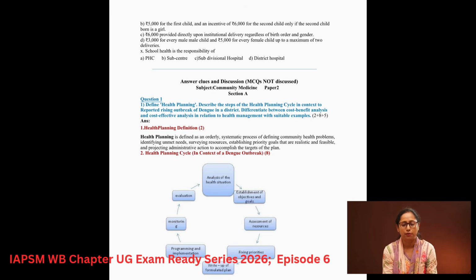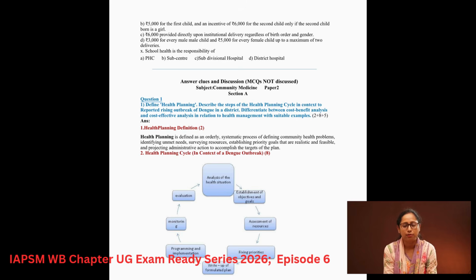Now, coming to the first part, that is the definition of health planning. From any standard textbook you can write the definition, that is health planning is defined as an orderly systematic process of defining community health problems, identifying unmet needs, surveying resources, establishing priority goals that are realistic and feasible, and projecting administrative action to accomplish the targets of the plan.